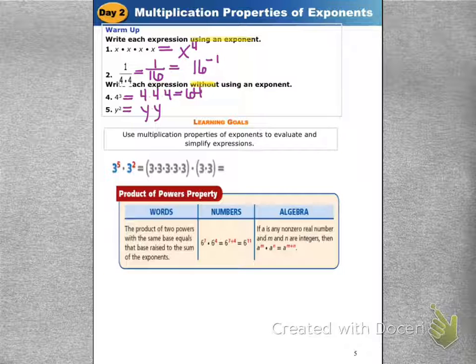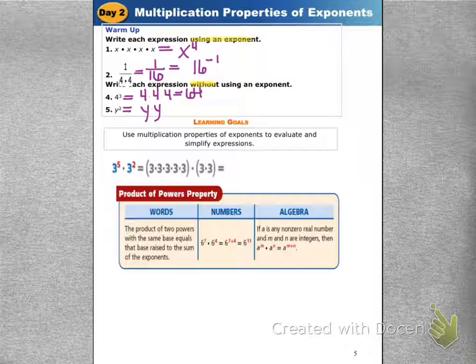In the second section of the warm-up, we're asked to write each expression without using an exponent. So we're going in the reverse direction. Writing 4 to the 3rd without an exponent would be 4 times 4 times 4, which is 64. And then finally, number 5 actually should be number 4, and the other one should have been 3. The numbering's off. But y squared, we can't get a final answer because we don't know what y is equivalent to, so we can just write it as y times y.